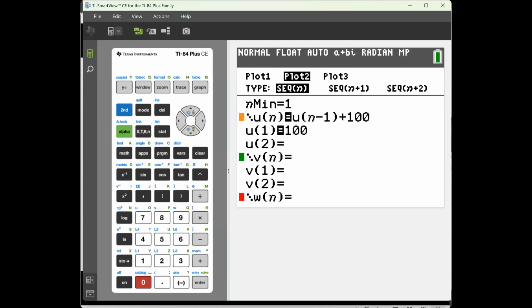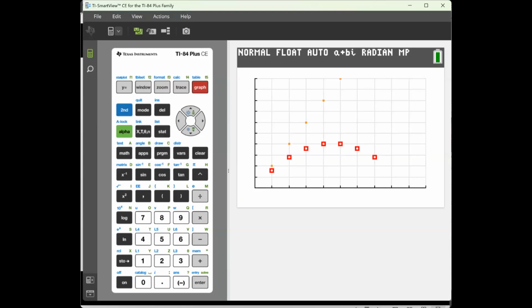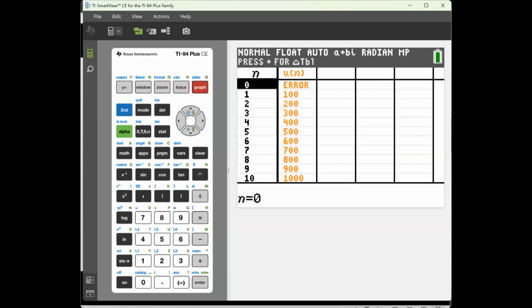Now, just to make sure I've got this right, let me look at the table and see what it looks like. Table, that's table. Thank you. Okay. And you'll notice that's exactly what's happening. I had 0, gave me an error because I didn't look at time 0. But every other time it's giving me that total amount of trash picked up each day.